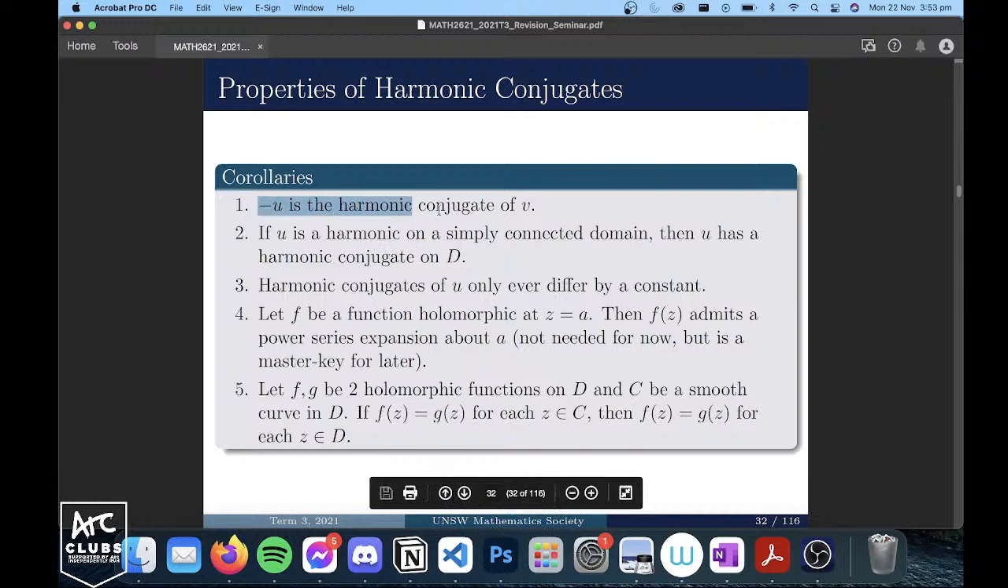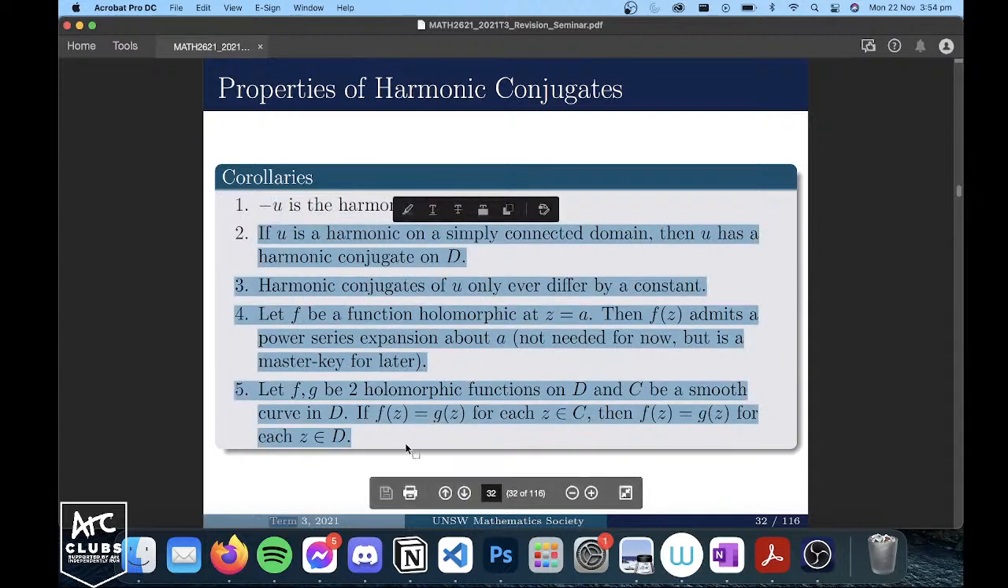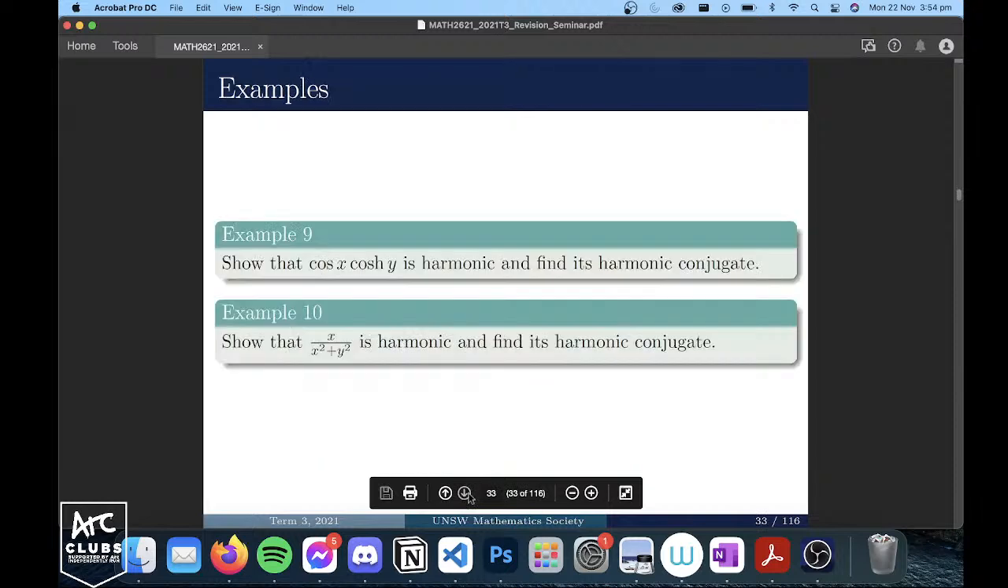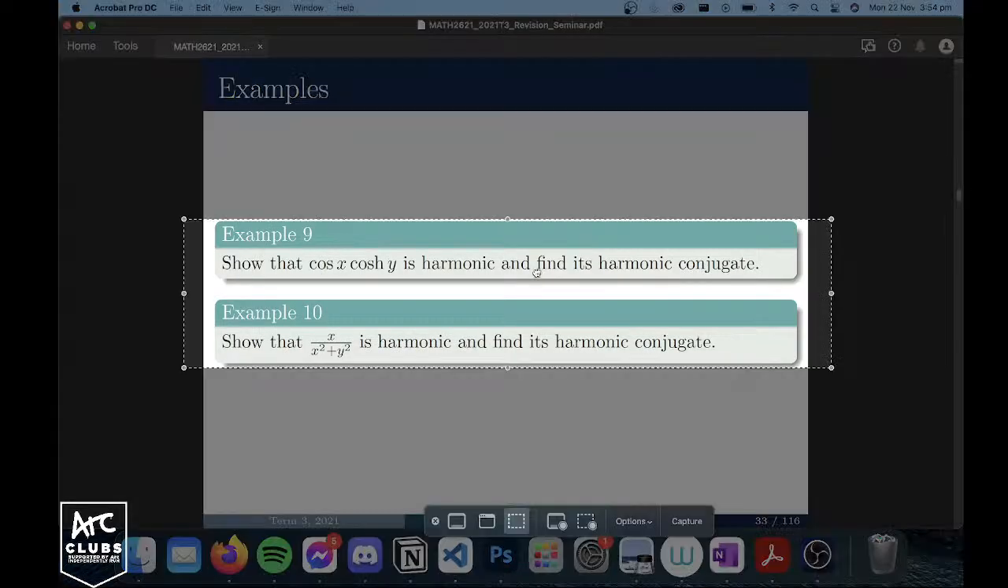So minus u is a harmonic conjugate of v, and all the rest you can look over in your own time. I just want to go through the example right now because we only have so much time left. Okay, let's look at this one.